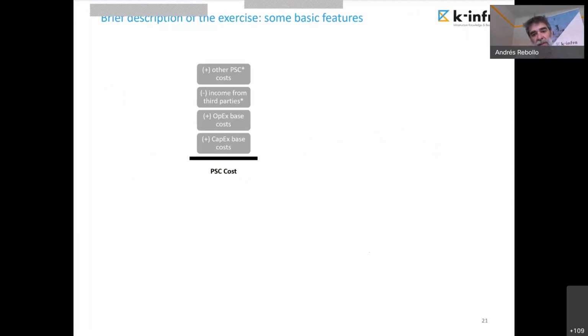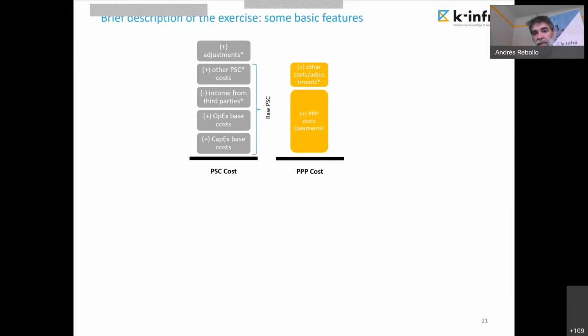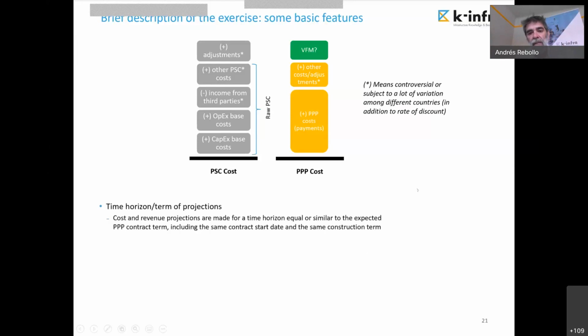PSC cost: capex, opex, minus income, other PSC costs plus adjustments. PPP cost: the payments to be made to the private party, other costs and adjustments, maybe value for money. Okay, asterisk means potential controversial issues, including or in addition to the rate of discount. We will go into a lot of detail later on about this, but some general questions, some basic features.